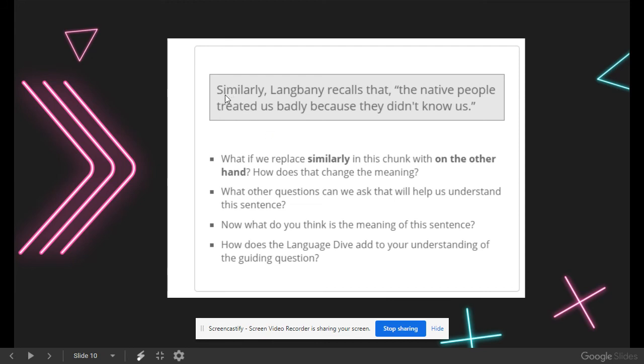Also think about what's a different transition word that you could use here for similarly and still have the same meaning.